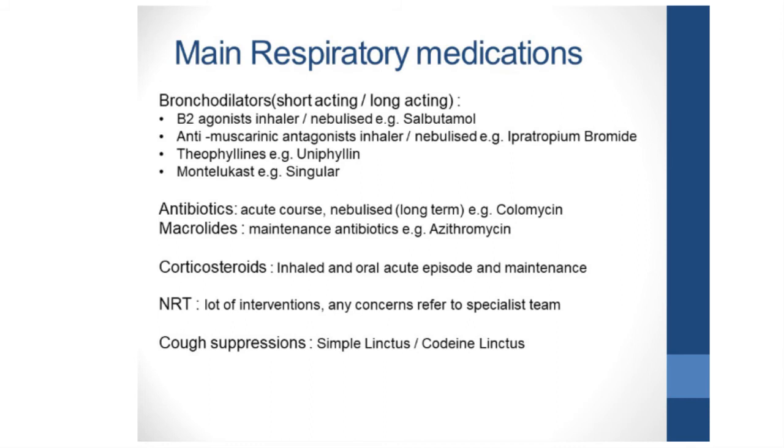So you have your bronchodilators, which can be short-acting or long-acting. And these can be beta-2 agonists, which are inhaled or nebulized, for example, like salbutamol, which I'm sure you've all heard of. Your antimuscarinic agents, which can be inhaled or nebulized, for example, ipratropium bromide. Then you have your theophylline, which are a tablet and they're an add-on bronchodilator like Uniphyllin, or you have your montelukast, for example, Singulair.